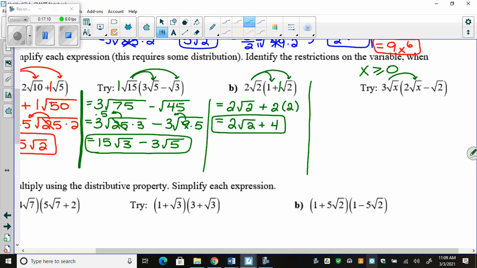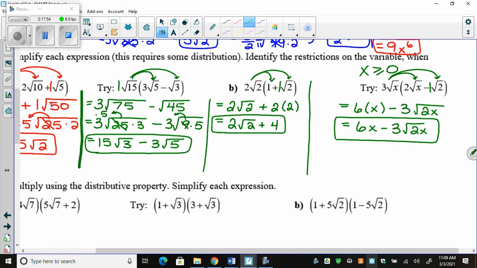3 times 2 is 6. What's root x times root x? Root x squared, which is just x. Or we can say, hey, it's root x times root x. What happens when I multiply two roots that are the same? I just get the x, right? So root x times root x, just get a bracket with the x. So whenever you multiply two radicals that are the same together, you get them in brackets, just the number without the radical sign, right? And then 3 times negative 1 is negative 3. And then root x times 2 is 2x. So I get 6x minus 3 root 2x, and I can't go any simpler because I don't have like radicals.